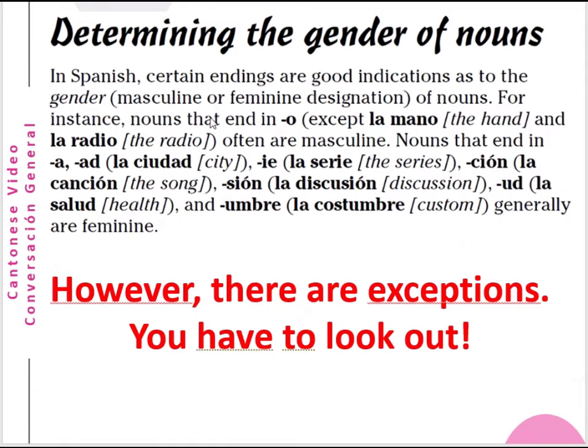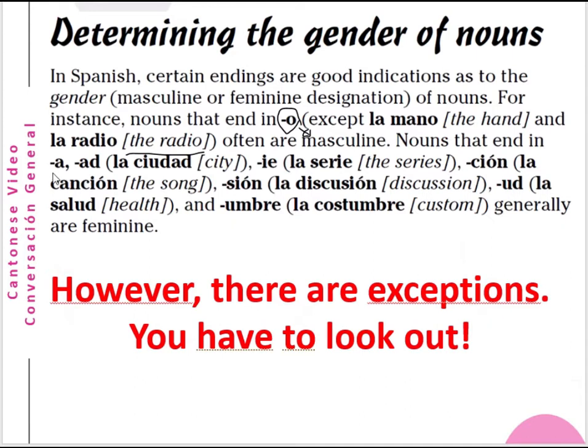So in Spanish, certain endings of words are a good indication of the gender, masculine or feminine, of a noun. For instance, nouns that end in O, except la mano, the hand, and la radio, the radio, are often masculine. It means that a noun ending in O is often masculine, except for some words.